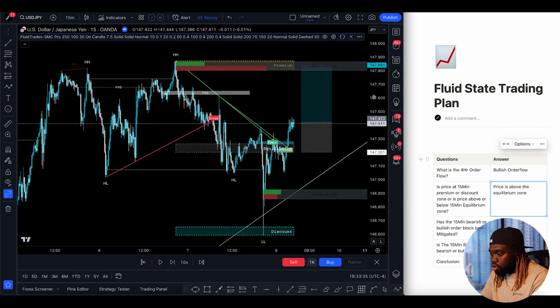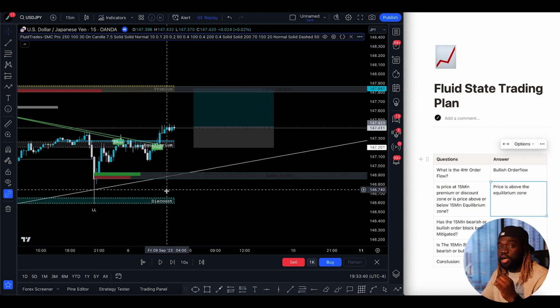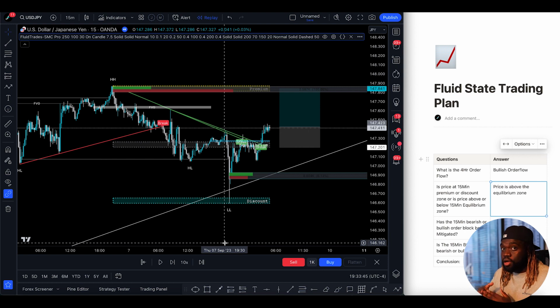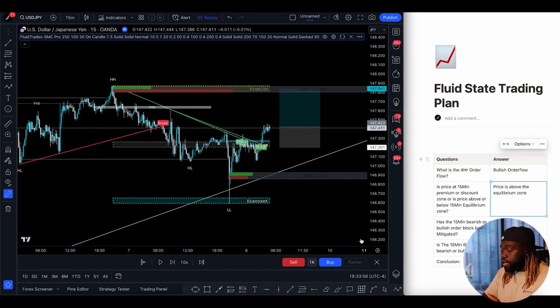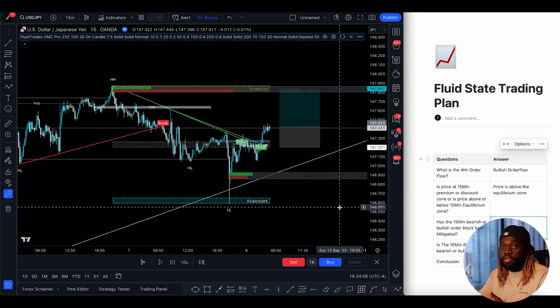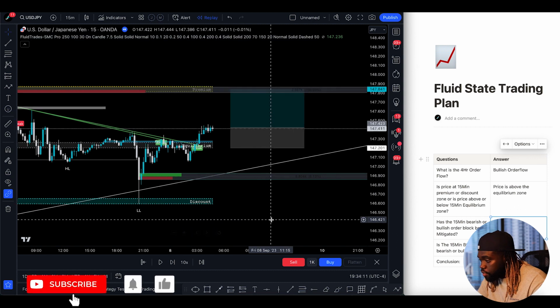Right now, we don't really have a confirmed order block. In some cases, you might have a nice order block just waiting to be mitigated, or price has probably mitigated that order block. But in our case, we don't have that, so we're just going to leave it at NA, not available. Simple as that. If you guys see something different in the comments, please let me know. All right, so now we're moving on to the next question.